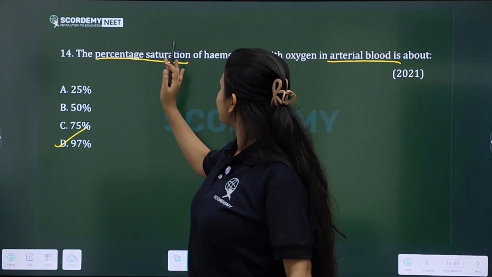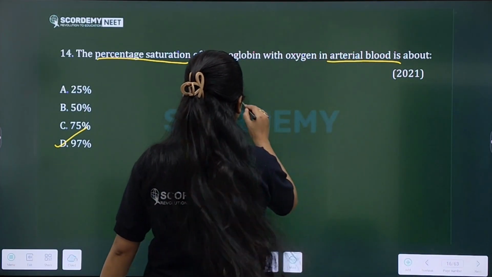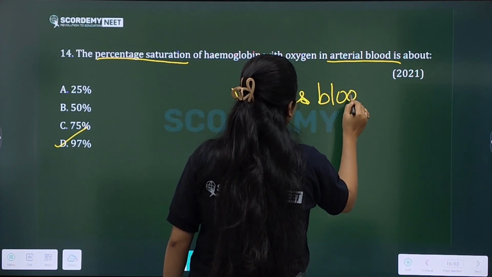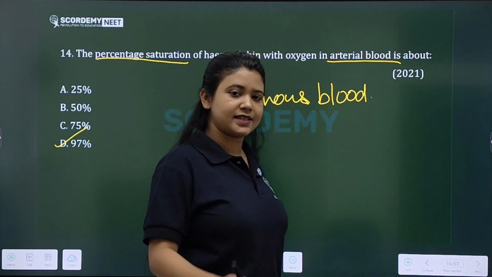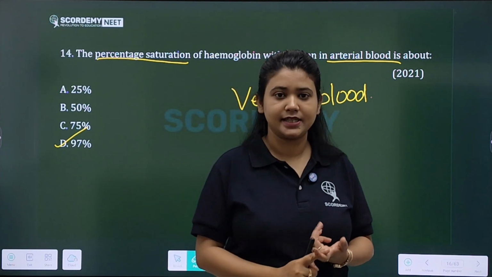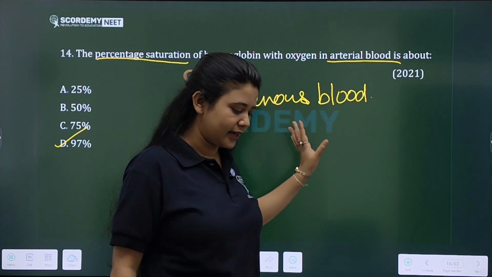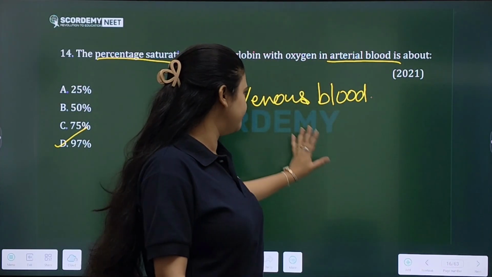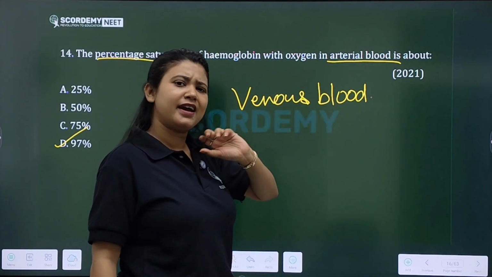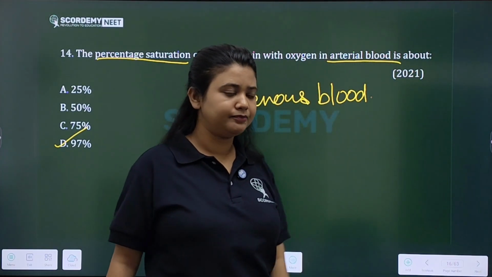But in case of venous blood, we know that veins, except the pulmonary vein, carry deoxygenated blood. You won't need the exact percentage for venous blood, just remember that the percentage saturation of your hemoglobin with oxygen is very much less compared to your arterial blood.